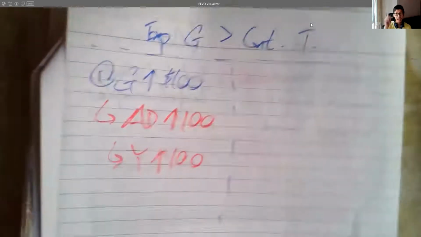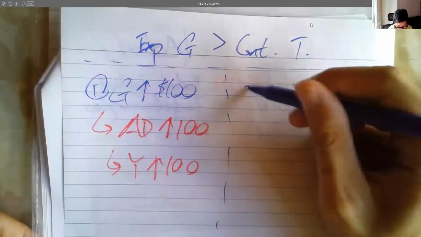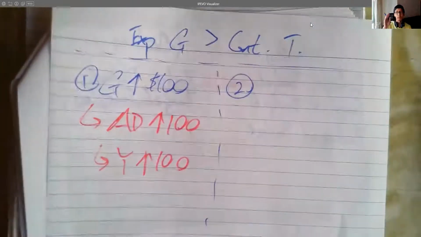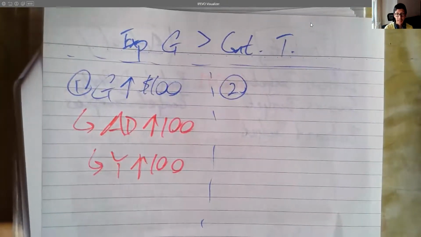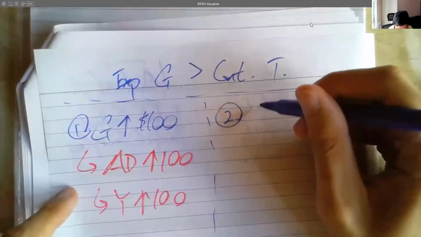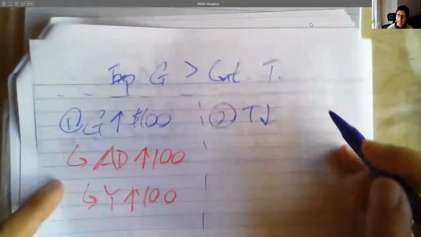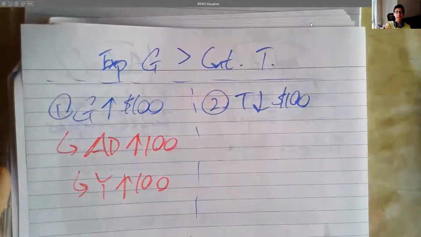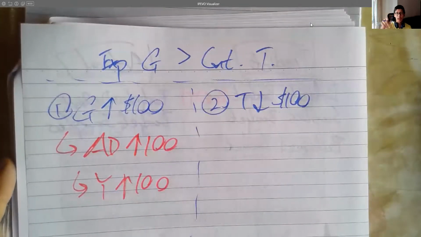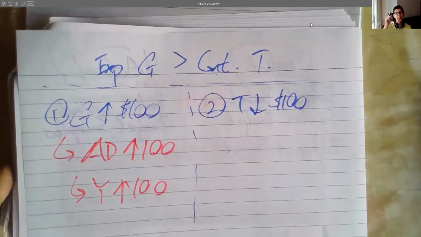Now, this is on one hand. What about on another hand? Let's say I want to achieve also the expansionary effect. I can do this. Taxation, I can drop by 100. So in theory, you would have $100 more.